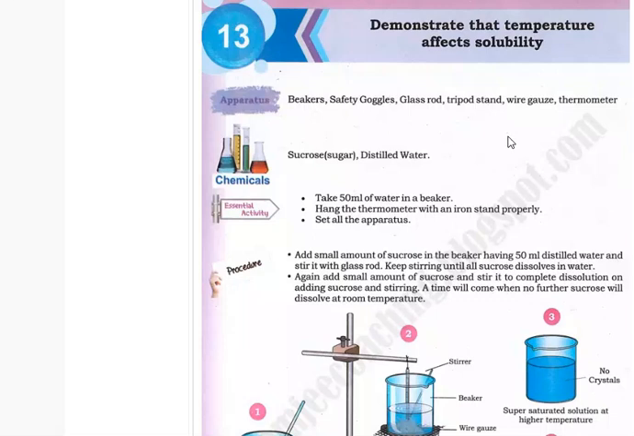For this practical, the apparatus we need is beakers, safety goggles, glass rod, tripod stand, wire gauze, thermometer. That's the apparatus needed to demonstrate this practical. The chemicals we need during this practical are sucrose, which is also called sugar, and distilled water.